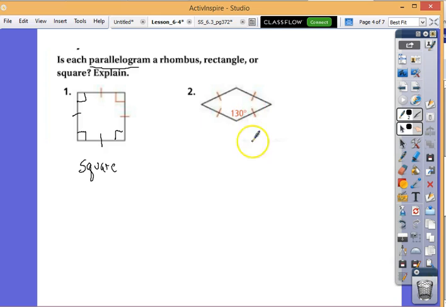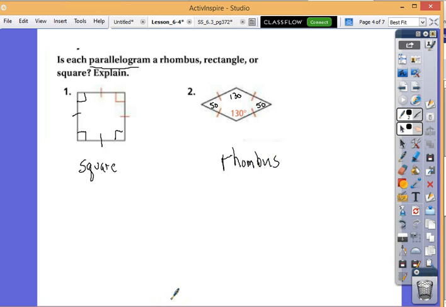What about this one? If this one's a parallelogram and this is 130, what do we notice about this? What's this going to be? So what's this one going to be? Why 50? Right. Consecutive angles are supplementary in a parallelogram. So what kind of figure do you think that is, where the sides are the same but the angles aren't? Rhombus. Rhombus!